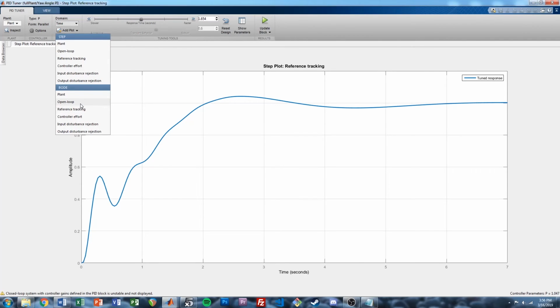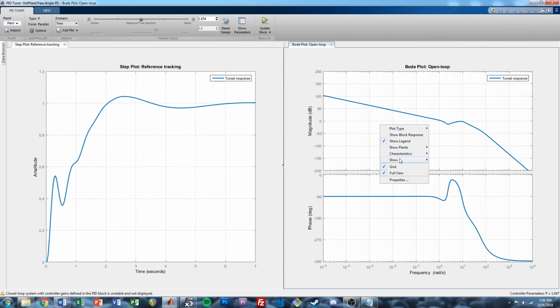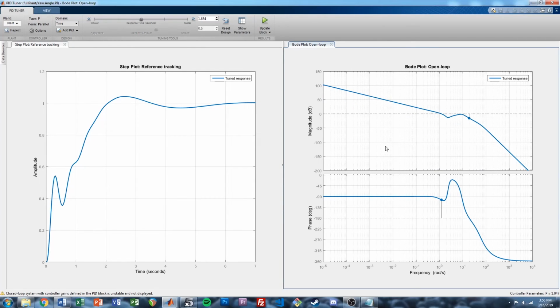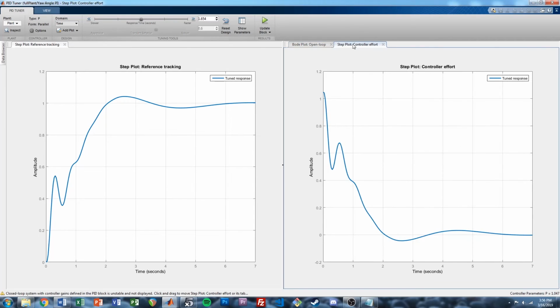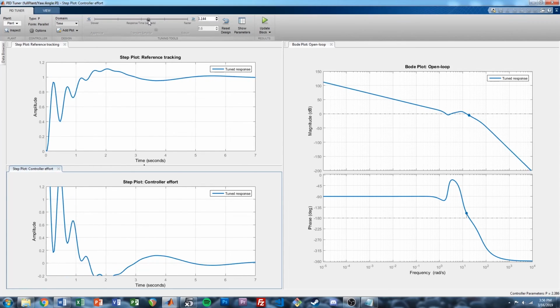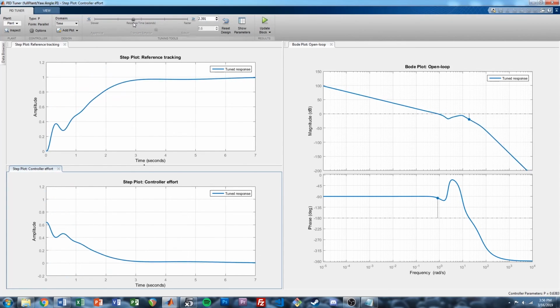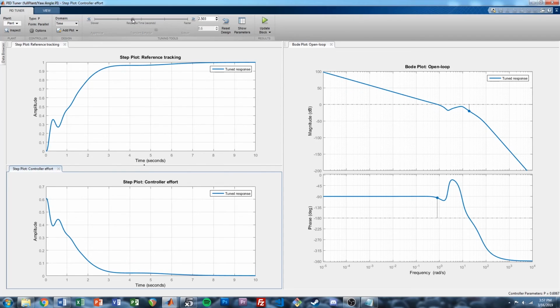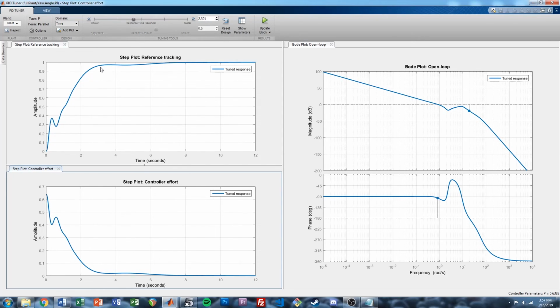So I'm going to add the same plots as before. Look at my minimum stability margins and the controller effort. Yeah, it's not the prettiest thing in the world, but it seems to be doing what it should be doing. I'm going to slow it down a little bit. Let's see. Maybe somewhere around there. So it takes about 3 seconds to get to about 95% of the command. It's probably okay.